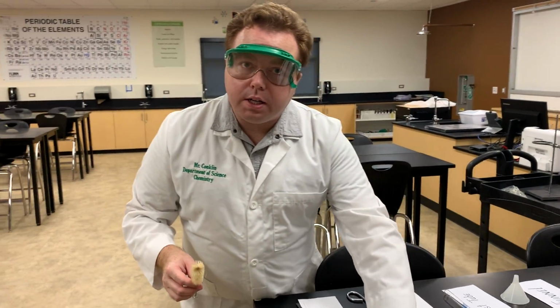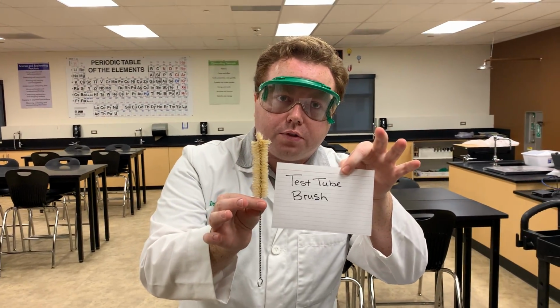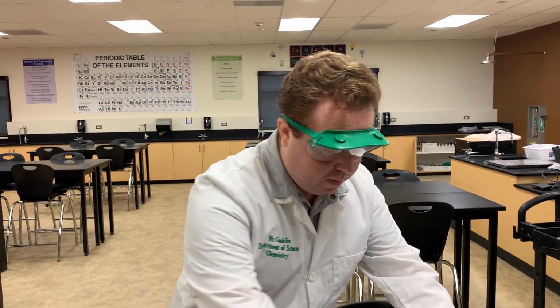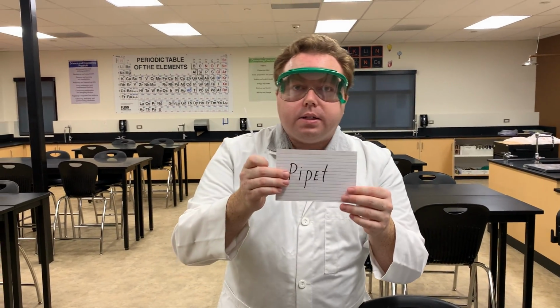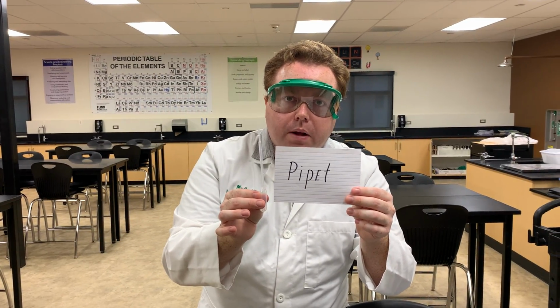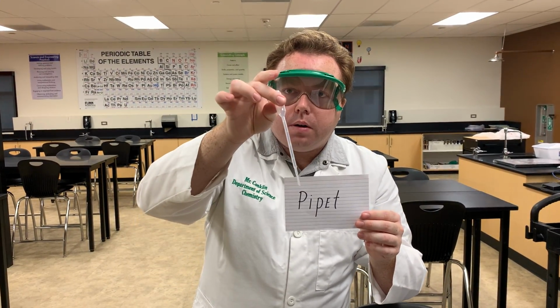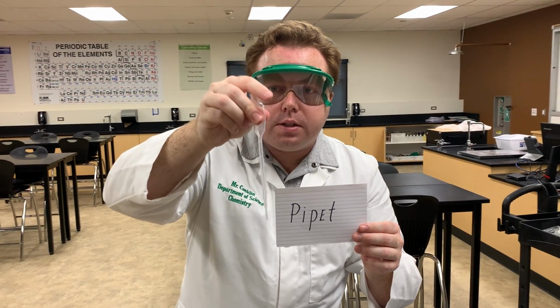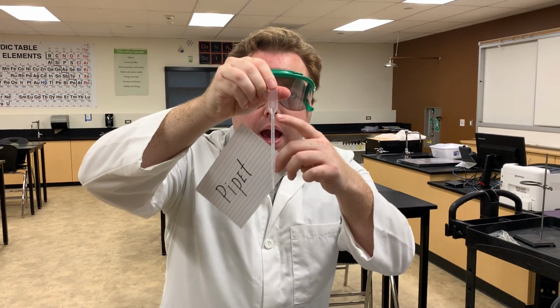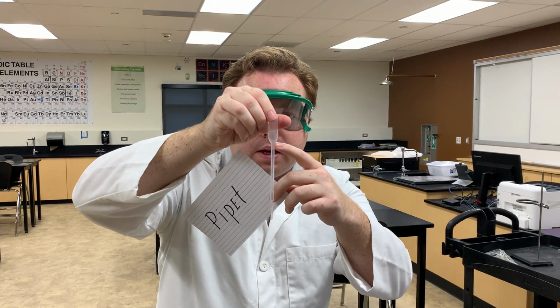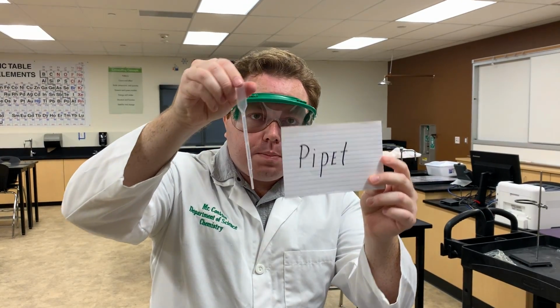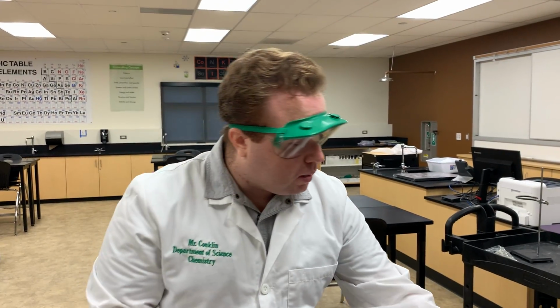Test tubes need to be cleaned every so often, so we have a test tube brush for cleaning. The pipette is another way of measuring out small amounts of liquid. It has a flexible bulb here at the top that can suck liquid up into the inside, and it has graduations along the side here which you can use to measure. This pipette in particular only measures 1 milliliter.